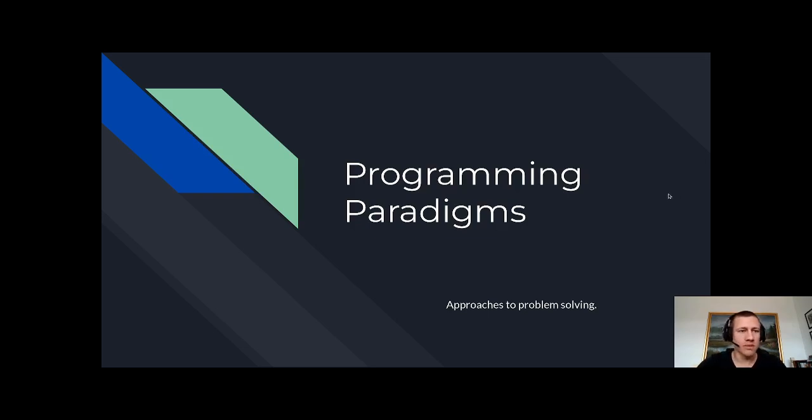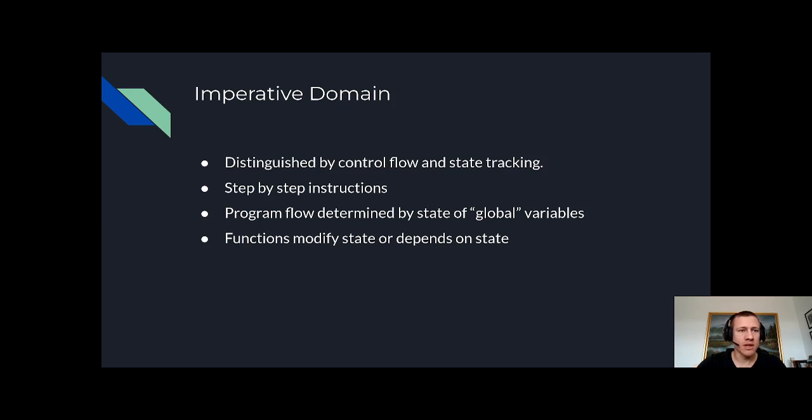The first domain we will talk about is the imperative domain. Imperative is a step-by-step carrying out of instructions to reach the desired outcome. This is perhaps the most intuitive way to program. When you break down a problem into smaller steps, you are specifying what to do at each stage, saying which path to take under which conditions.